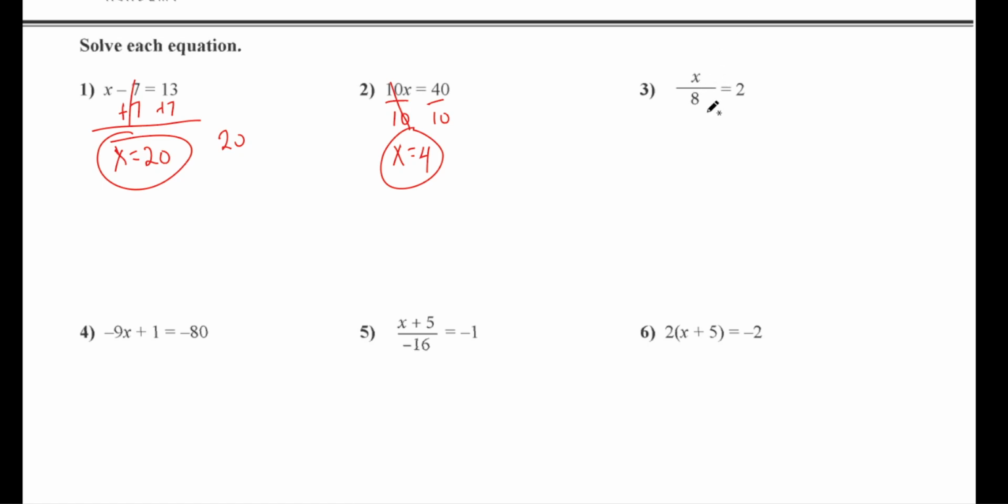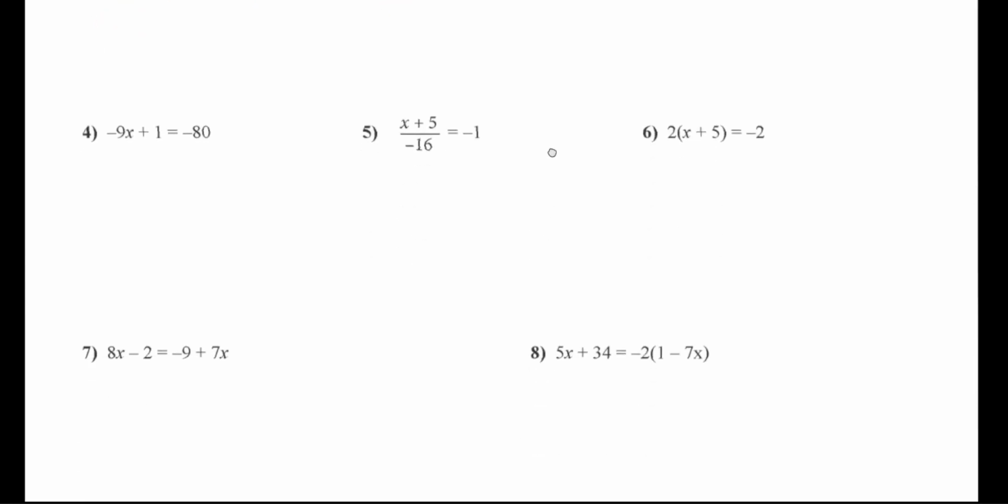What's that 8 doing to the x? No, the 8 is being divided. But how do we get rid of something that's being divided? Now we multiply. So I multiply this side by 8, so the 8's cancel, right? So what do I do to the other side? I multiply that by 8 as well. I don't really have to put this over 1, right? Because I don't have a fraction over here. I put this over 1 because this is a fraction. So that cancels. X over 1 is just x equals what? 16.